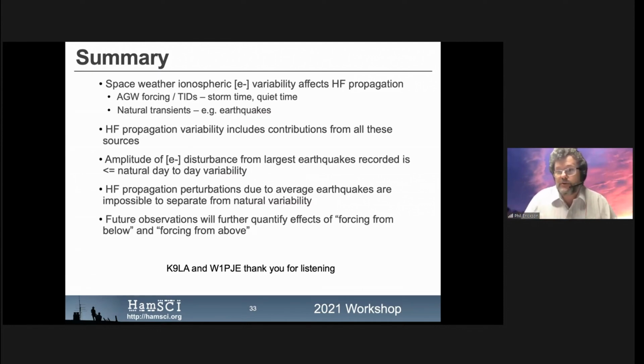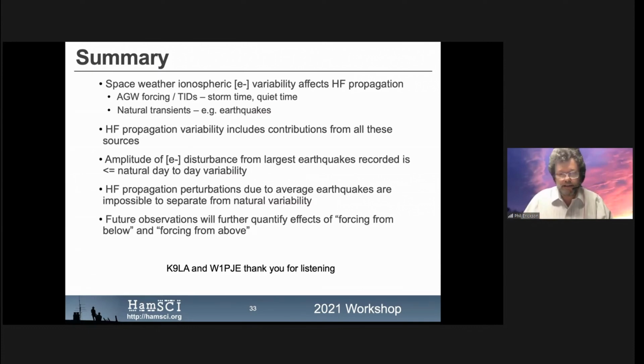HF propagation variability includes contributions from all of those sources, but from amplitude alone, I can't disambiguate the earthquake signatures or volcanoes or what have you from natural day-to-day variability. And so the question of what and how much is in fact a frontier topic. Things, including in HamSci, will help us quantify the forcing from below versus forcing from above, and we're right in lockstep with all the frontier talks that I always hear at places like AGU.